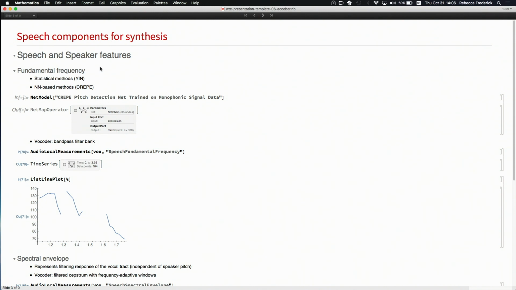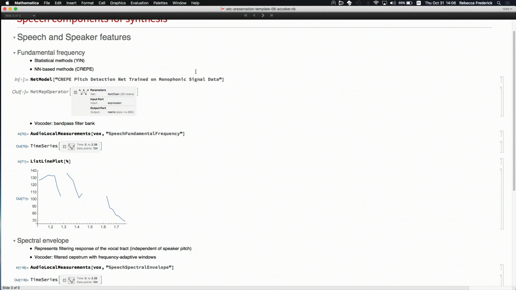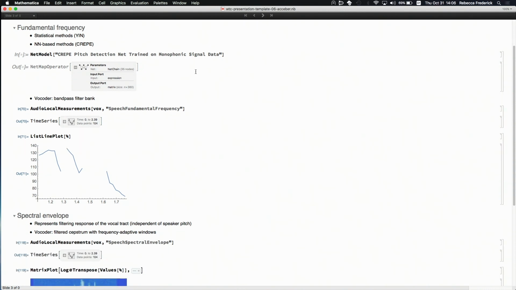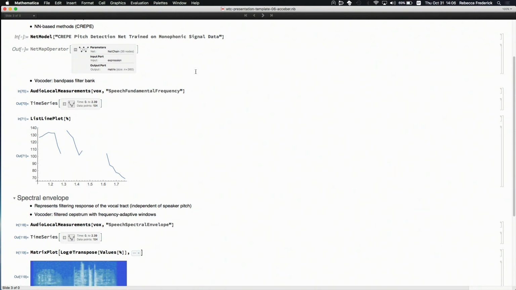Classically, this is done by using a Gaussian mixture model with an estimate of two distributions for speech and non-speech. And normally a hidden Markov model is added on the end to smooth the decision history. There are also neural net-based methods. And we're planning to expose these in 12.1 through audio intervals and audio local measurements. So here I'm just showing the waveform with the detected voice intervals.